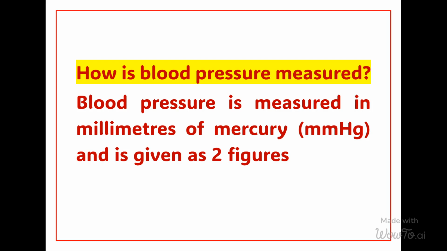The first sound heard is the systolic pressure, which indicates the maximum pressure in the artery when the heart contracts. The pressure at which the sound disappears is the diastolic pressure, representing the minimum pressure when the heart relaxes between beats. These measurements are expressed as millimeters of mercury, mmHg, and provide valuable information about a person's cardiovascular health.